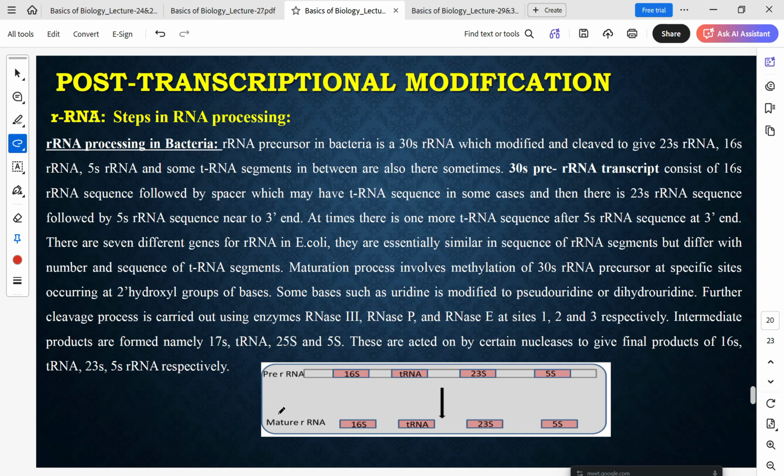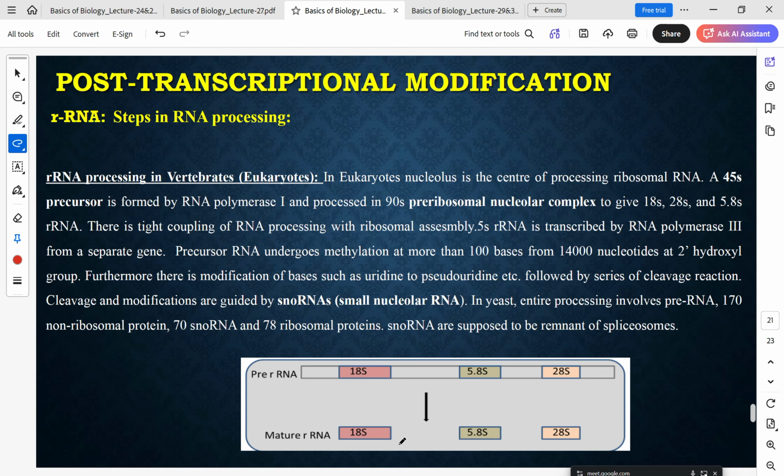In case of the 30S RNA, it's modified and cleaved to give 23S RNA, 16S rRNA, 5S, and some tRNA segments. There might be some intermediate products that form, but from a single pre-rRNA, all of these products can form. In case of eukaryotes, a single rRNA, the 90S pre-ribosomal nucleolar complex, can give rise to 18S, 5.8S, and 28S rRNA.